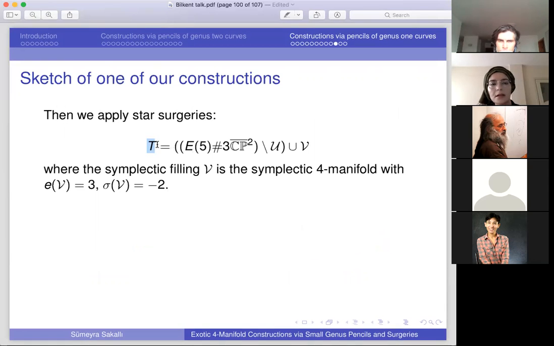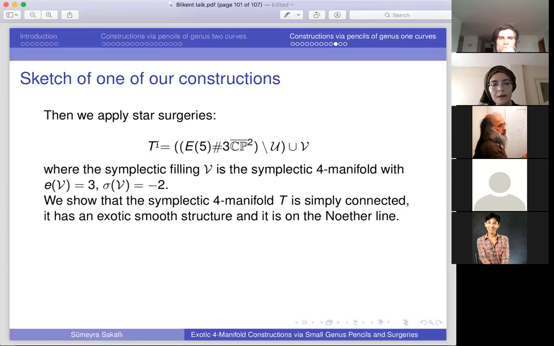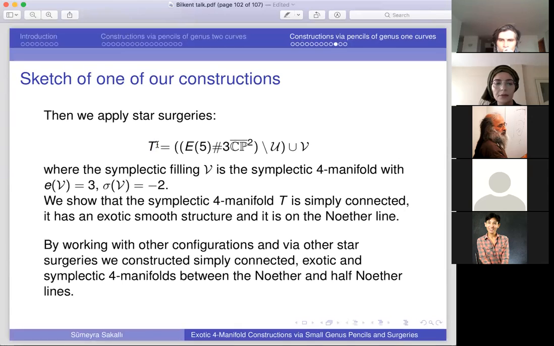And next, I show that it has certain properties, as I wrote in my theorem. It is symplectic, it is simply connected, exotic, and it is lying on the Noether line. And in my work, I also work with other types of configurations and other types of star surgeries. And I made other exotic four-manifold constructions lying between the Noether and half Noether lines.